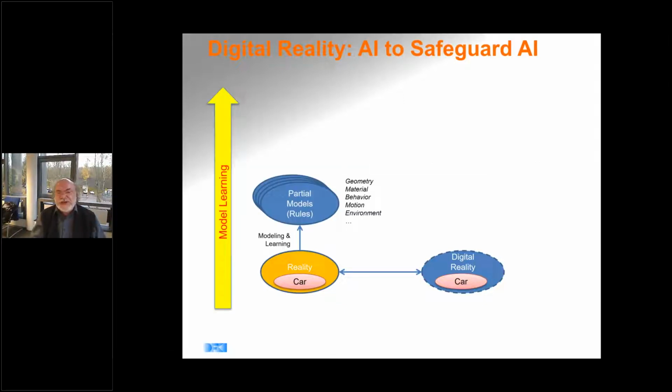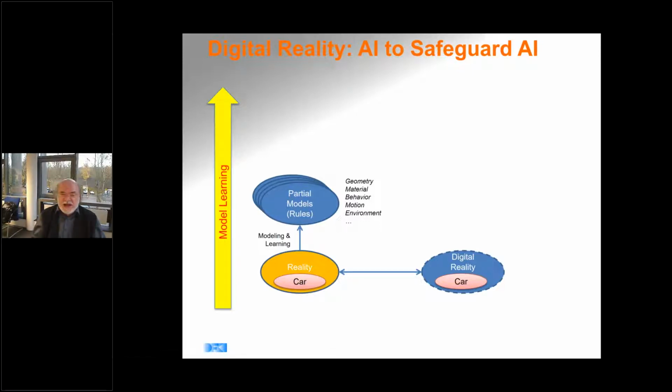So here's our general approach to all of this. This is the digital reality concept. We start with reality, and we're building learning models of reality in what we here call partial models. So it's not a single model about everything, but we create models about how pedestrians are moving. We are creating models about how they behave, when do they cross, depending on traffic. We're building models of how the environment looks, how other cars and bicycles and so on are driving, and many, many other things.